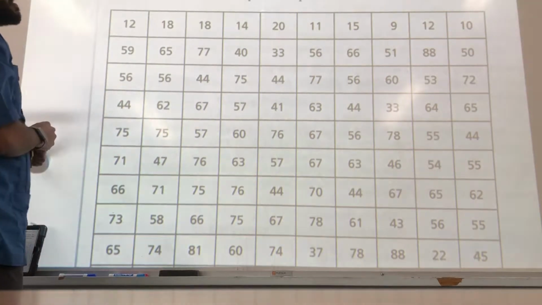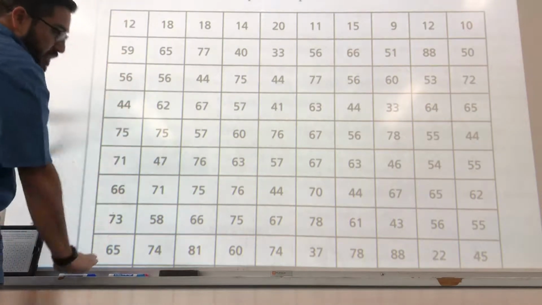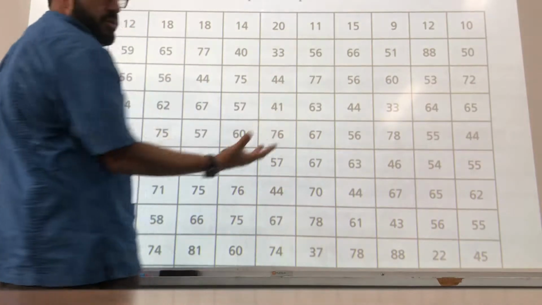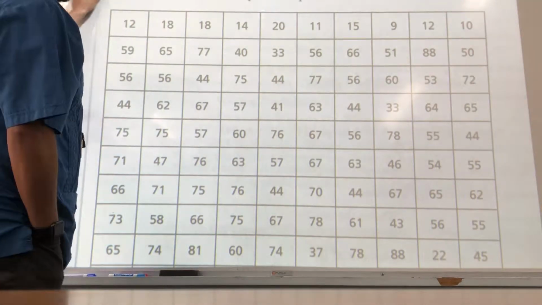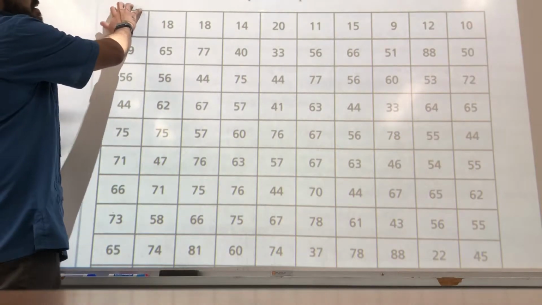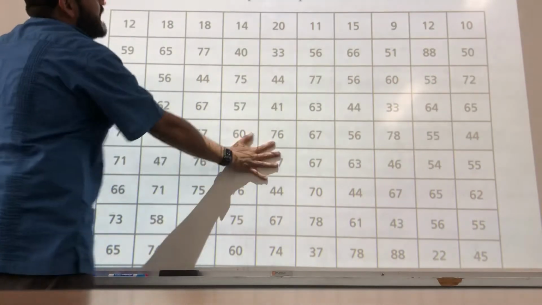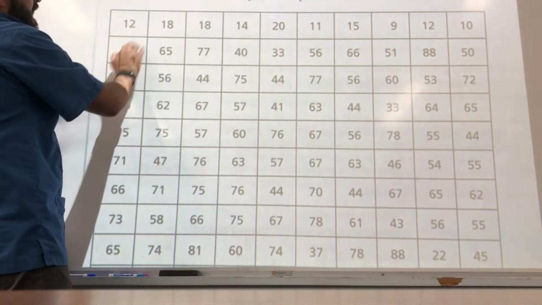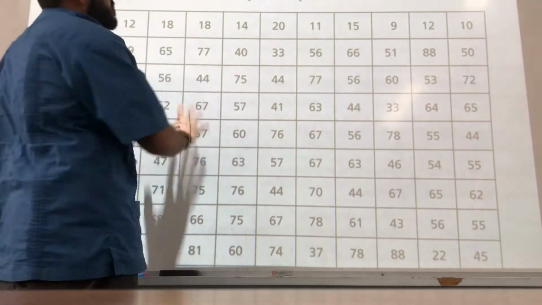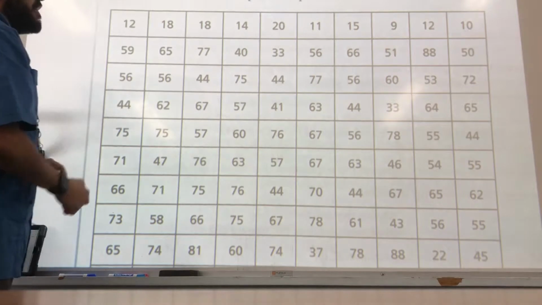A vegetable garden has 100 tomato plants arranged in a 10 by 10 array. All right, so that means that there's 10 going down, 10 going across. 10 by 10, that's going to give us 100 plants, right? The gardener wants to know the average number of tomatoes on each plant. Each cell in the table represents a plant. So if you look down here, these are all of the plants in the tomato garden, and this is how many tomatoes are on each of the plants. The number in the cells tells how many tomatoes are on that particular plant.